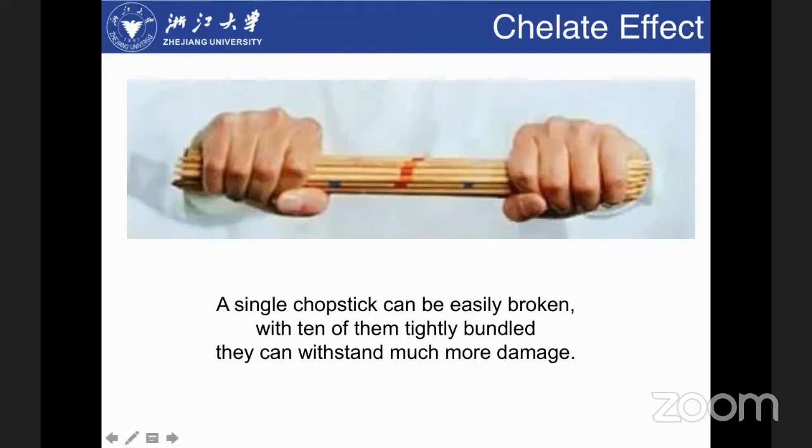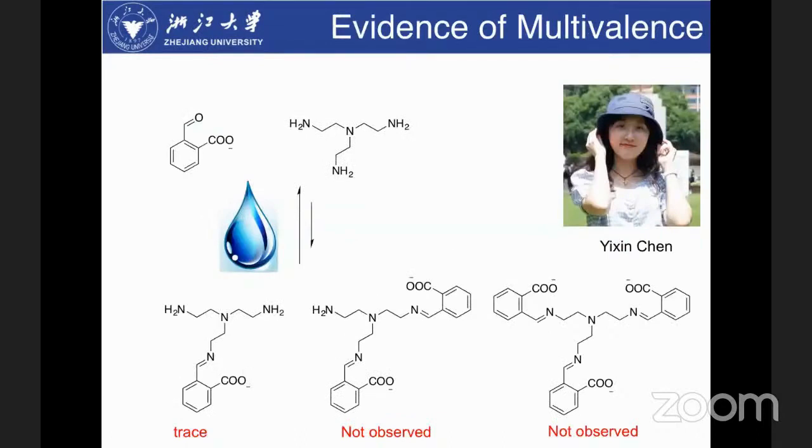So this is the same mechanism as the kinetic effect, and we use this to do self-assembly in water. For example, my student Yixin Chen bought this water-soluble compound, and we have this triamine. If we combine these two species in water, the imine will be killed by water, right? You can see this compound is not even observed in the NMR spectrum. Only a trace amount can form in water, just because this bond is too labile.